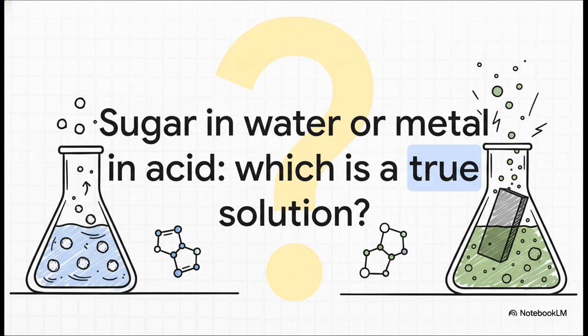All right, so let's kick things off with a little puzzle. Picture two beakers. In one, we're stirring sugar into water. In the other, we drop a piece of aluminum into acid, and you see all this fizzing as it dissolves away. Now, they both kind of look like they're mixing, but believe it or not, only one of them is what chemists call a true solution. So which one is it?